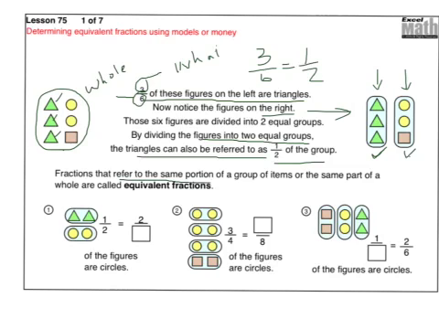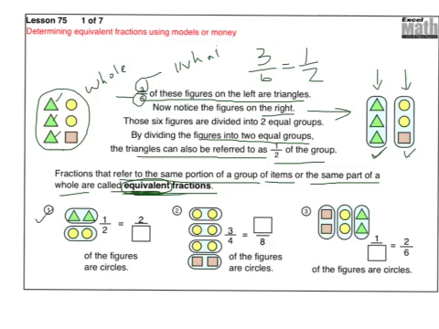Fractions that refer to the same portion of a group, the same part of a group of items, or the same part of a whole are called equivalent fractions. Do you notice there's kind of a word inside of that, or similar to this word right here? Do you know what that is? Well, you should be thinking equal right now. Equivalent, equal, very similar, and it comes from the same root word, and so fractions that are equal are called equivalent fractions.